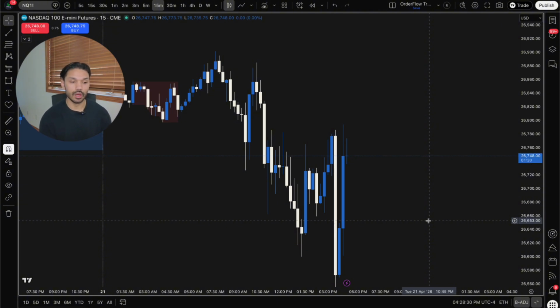You can always mix and match these two setups. Okay, so if you miss the false break move, you can always look for a continuation of gap or imbalance fill to continue down the direction, right?